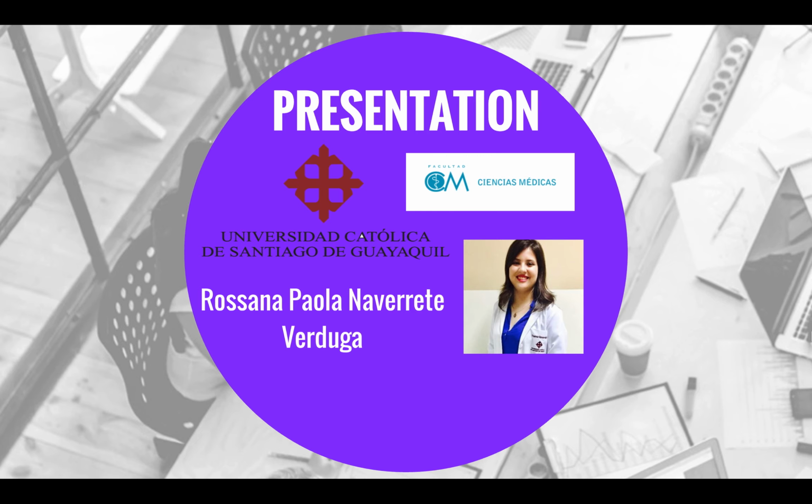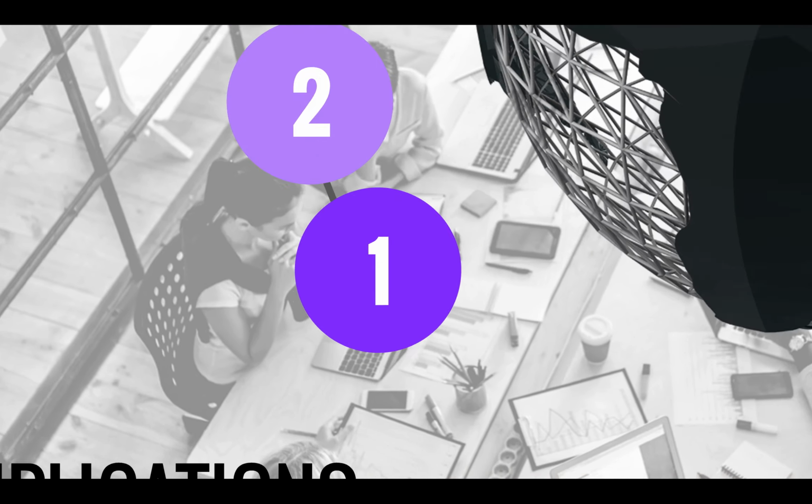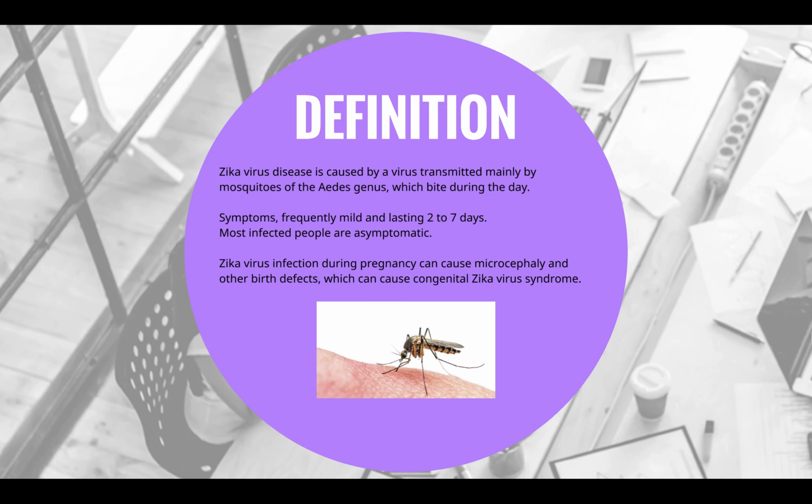I am going to talk to you about Zika virus complications. Definition: Zika virus disease is caused by a virus transmitted mainly by mosquitoes of the Aedes genus, which bite during the day. Symptoms are frequently mild, lasting 2 to 7 days, and consist of fever, rashes, conjunctivitis, muscle and joint pain, and headaches. Most infected people are asymptomatic.